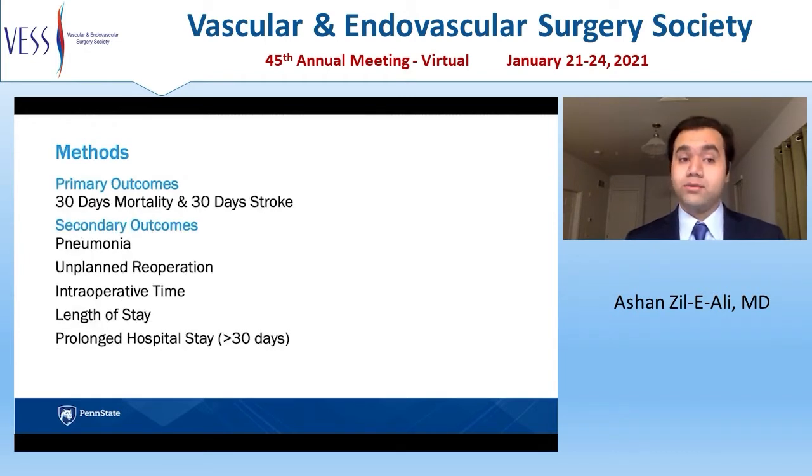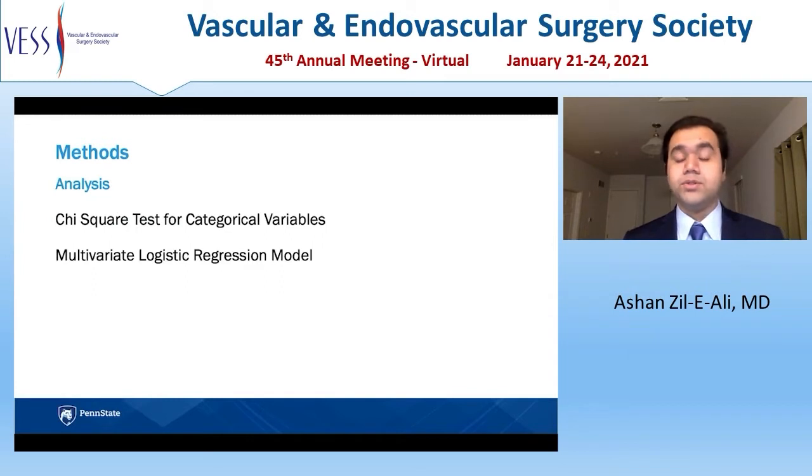We defined our primary outcomes to be 30-day mortality and 30-day stroke, whereas our secondary outcomes were pneumonia, unplanned reoperation, intraoperative time, length of stay, and prolonged hospital stay, which is beyond 30 days. We used the chi-square test for categorical variable analysis, and for predictive modeling, we used a multivariate logistic regression model for analyzing the outcomes.